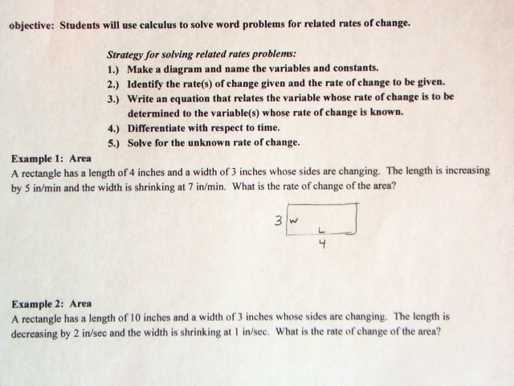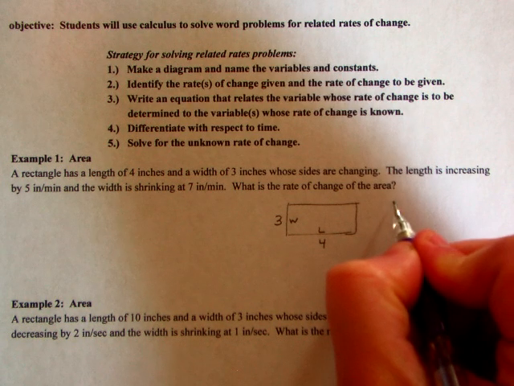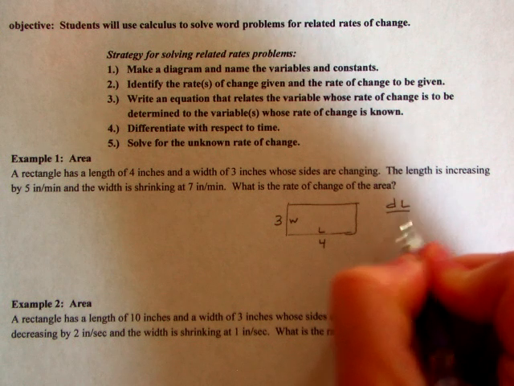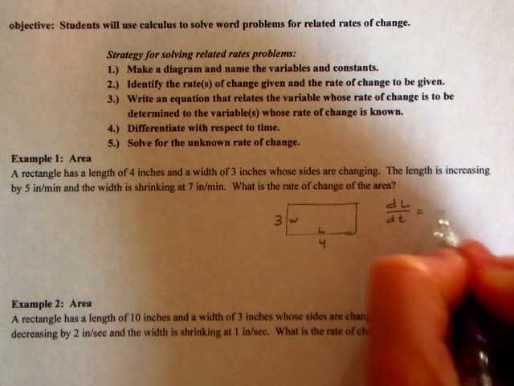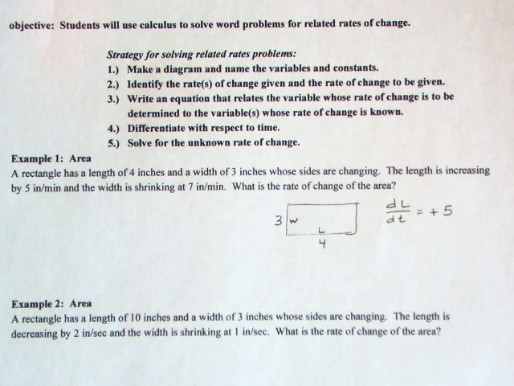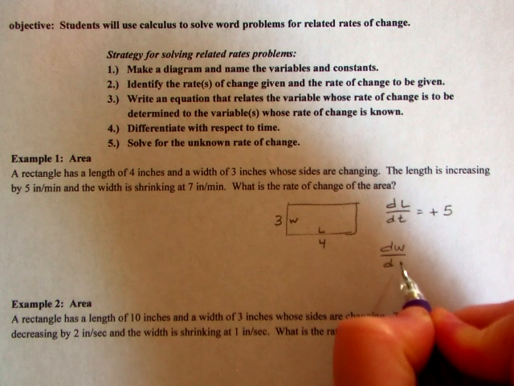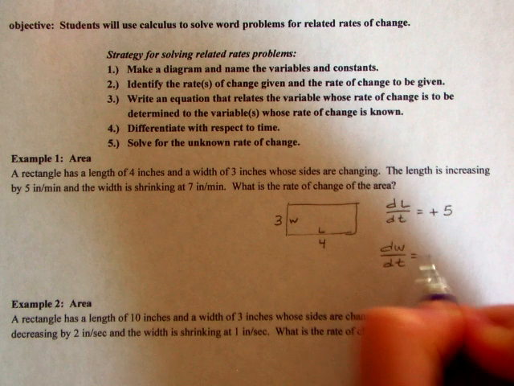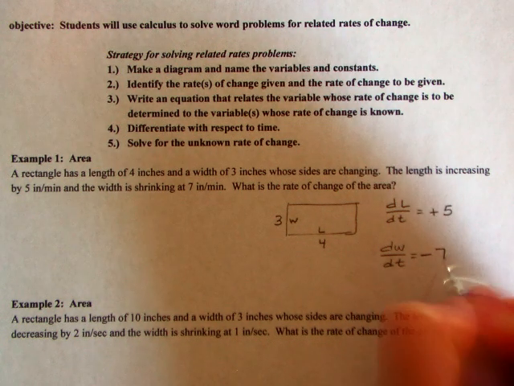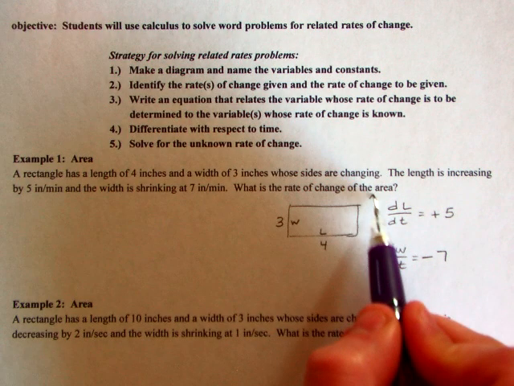I'm also told that the length is increasing by 5 inches per minute. So we're going to call that dl dt, and it's increasing, so I'm going to call it positive 5. That is my rate of change of the length. However, the width is shrinking. So dw dt, the change in width over time, is going to be negative 7 inches per minute. What is the rate of change of the area?